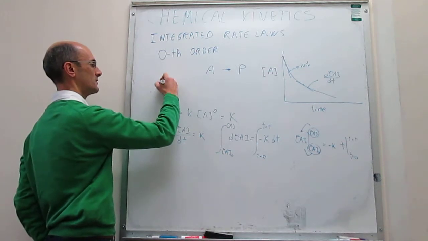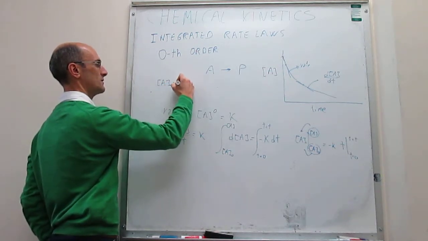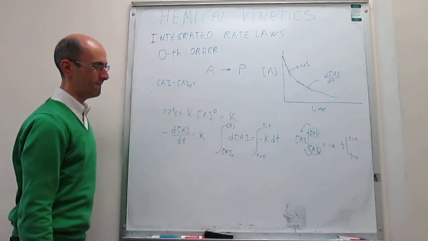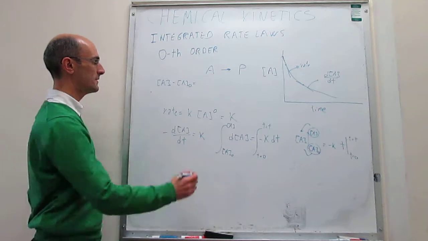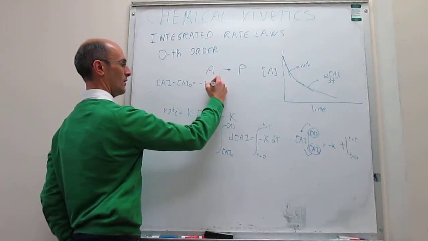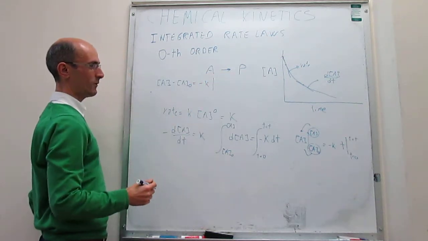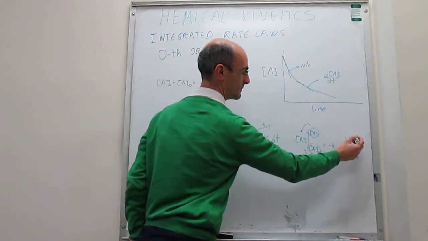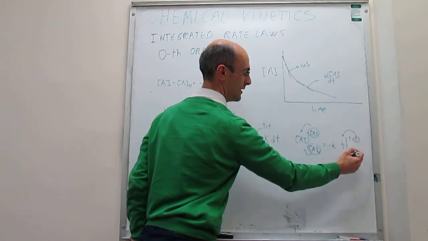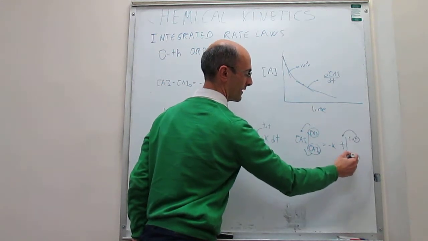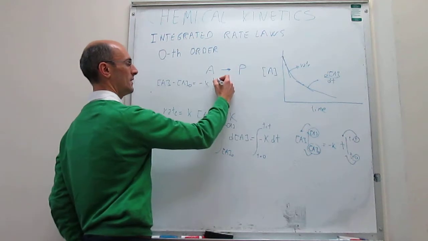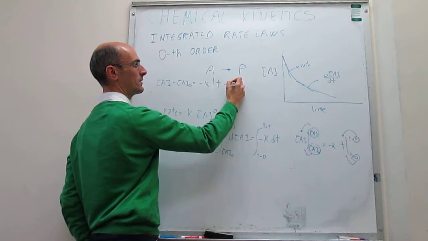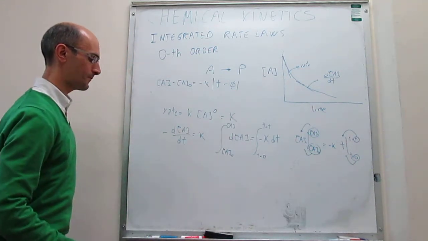So that will be the concentration of A minus the concentration of A at time 0. This is the result of the evaluation of the limits. And then on the other side, this will be minus k, and then to evaluate the limits, we simply plug this value into this function and subtract whatever happens when we plug that value into this function. So that will be minus k times t minus t naught, which is equal to 0, because time is 0 at the start of the reaction.